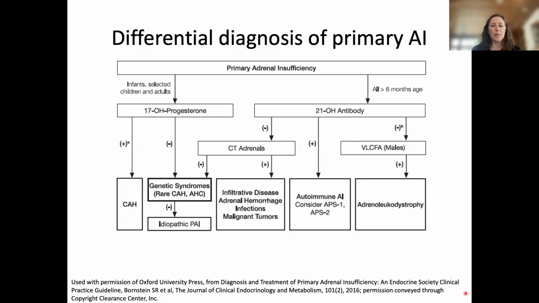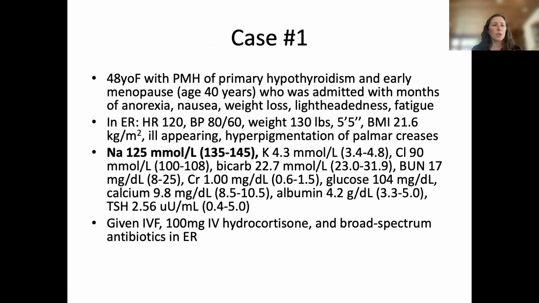So now I'd like to jump into case 1, which is a patient of mine, a 48-year-old female with a past medical history of primary hypothyroidism and early menopause, which she reported occurred around age 40, who was admitted with months of anorexia, nausea, weight loss, lightheadedness, and fatigue. In the emergency room, her heart rate was 120, her blood pressure was 80/60, and she had a BMI of 21.6. She was very ill appearing and had hyperpigmentation of her palmar creases.